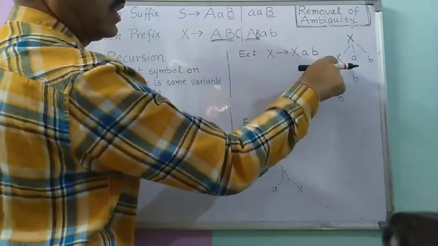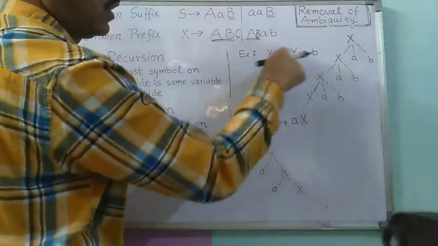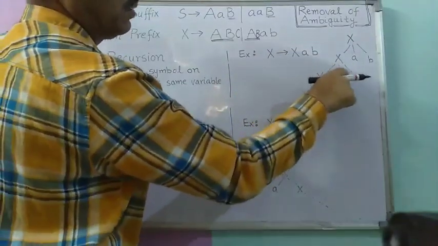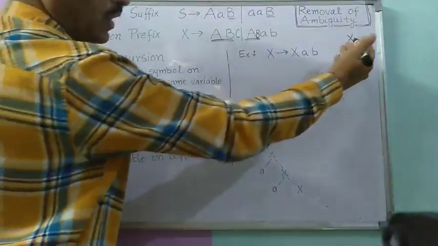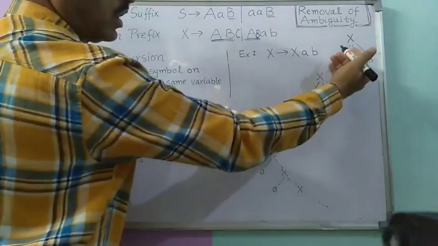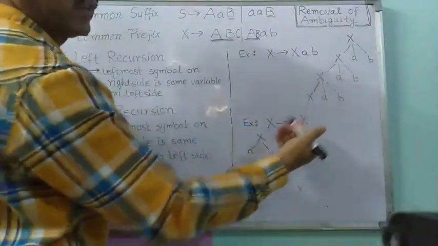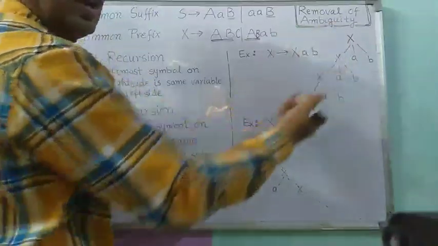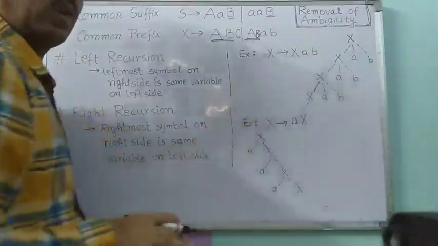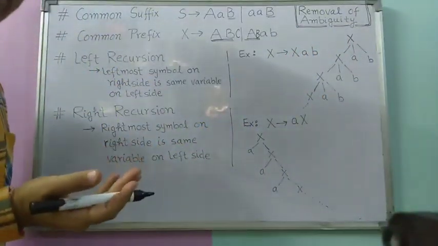Now we have to expand this X. Whenever we expand X, again we will use this, so it will be X a b. If you look at our derivation tree, it is growing towards the left side. That's why it is called left recursion. I hope now you have understood what we mean by left recursion.